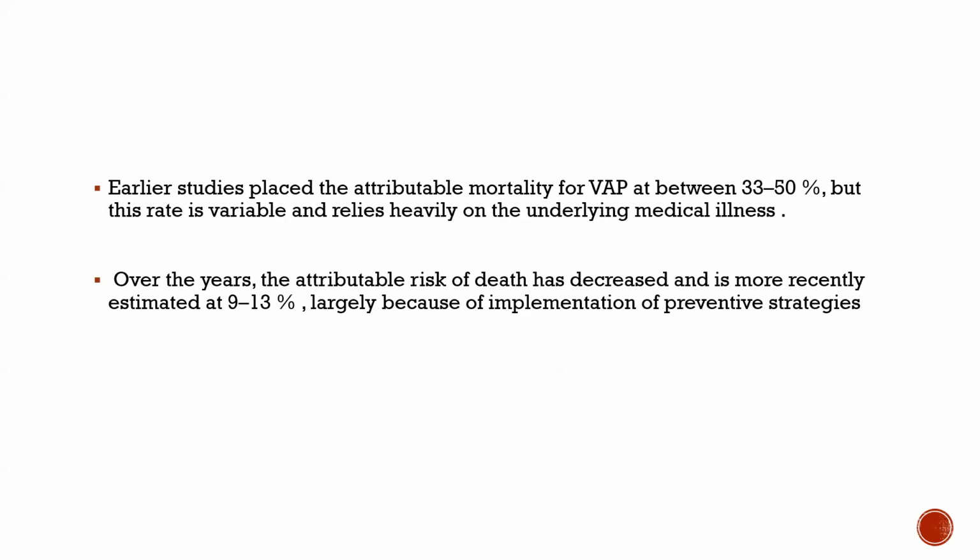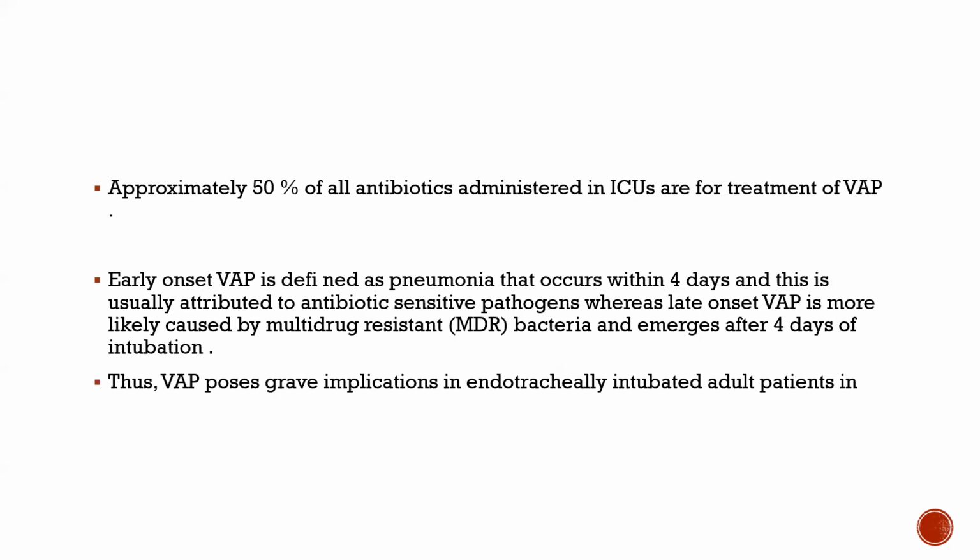Early studies place the attributable mortality for VAP at between 33 to 50%, but this rate is variable and relies heavily on underlying medical illness. Over the years, the attributable risk of death has decreased and is more recently estimated at 9 to 13%, largely because of implementation of preventive strategies. Approximately 50% of all antibiotics administered in ICU are for treatment of VAP.